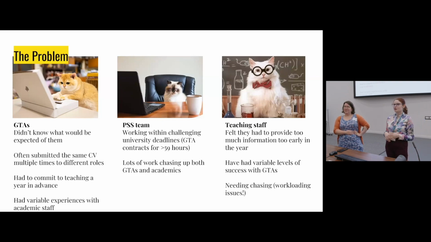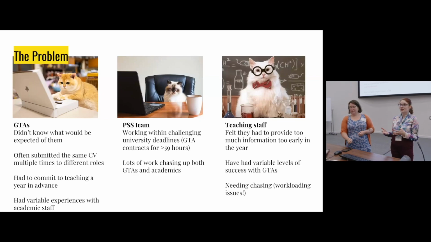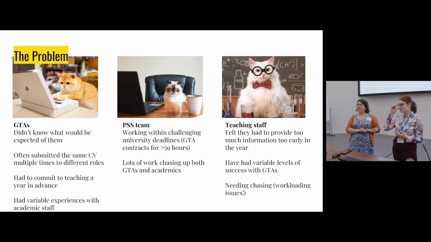A lot of these revolved around the communication. So we were finding that GTAs felt like they didn't have enough information about the work that they were going to be undertaking, provided from the teaching staff. Teaching staff then felt like they didn't get the standard of work from our GTAs, which was obviously a problem that we wanted to solve.